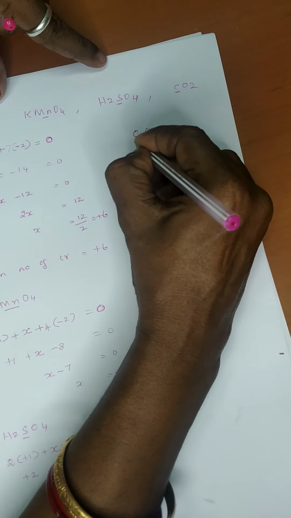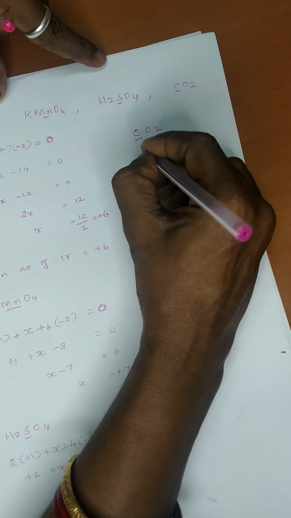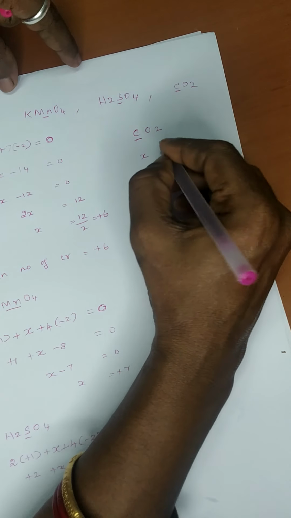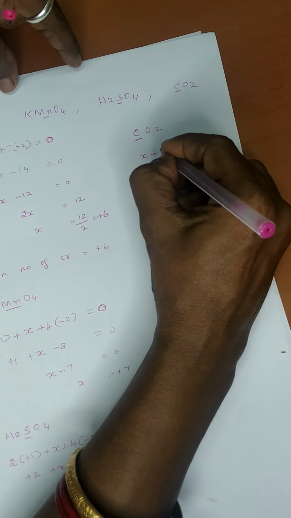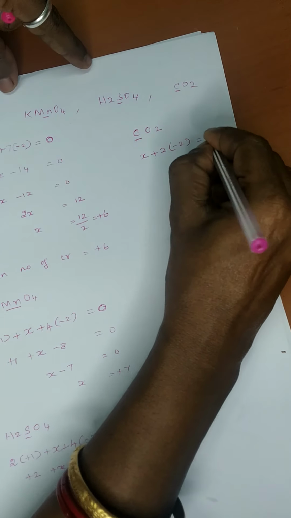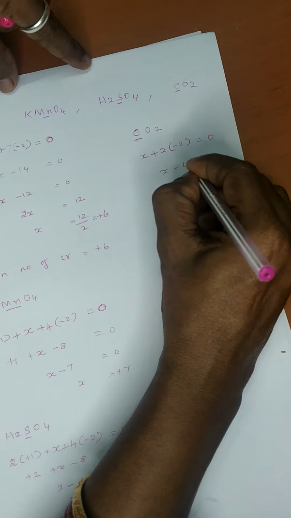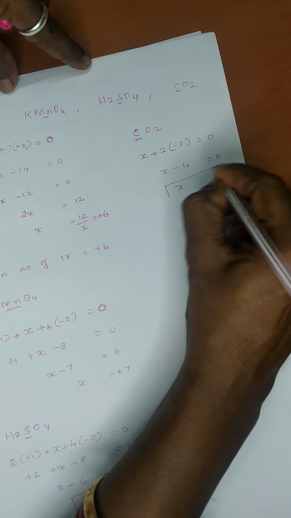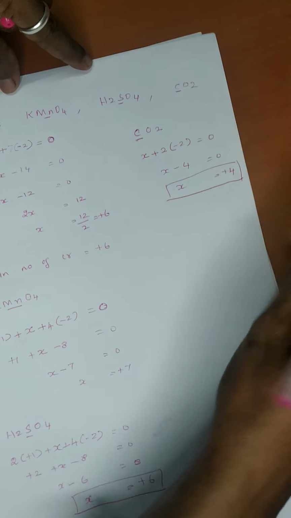Then the oxidation number of carbon in carbon dioxide, CO2. We don't know the oxidation number of carbon, so you take it as X. How many carbon atoms are there? 1 carbon. So 1X plus 2 oxygen atoms are there. 2 into the oxidation number of oxygen, minus 2, is equal to 0. X minus 4 is equal to 0. X equal to plus 4. The oxidation number of carbon is plus 4.